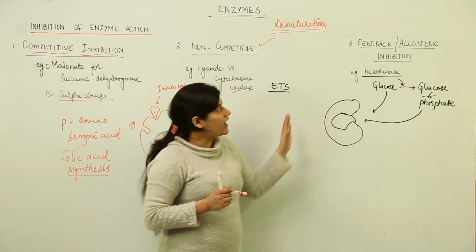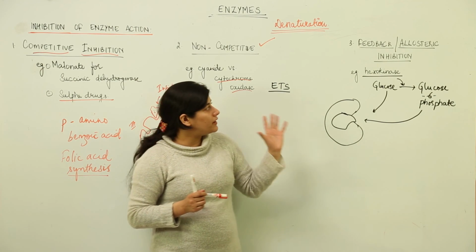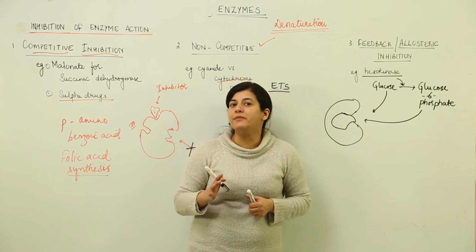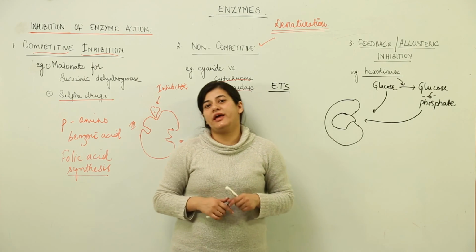Alright, so we have three types of inhibition. This is all about how the presence of a particular chemical compound can stop the enzyme activity.